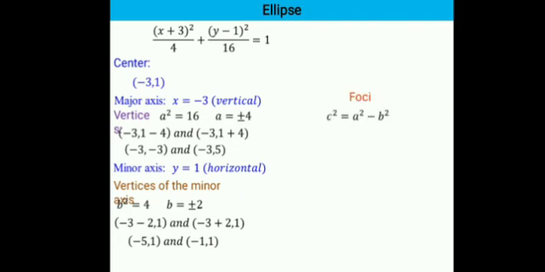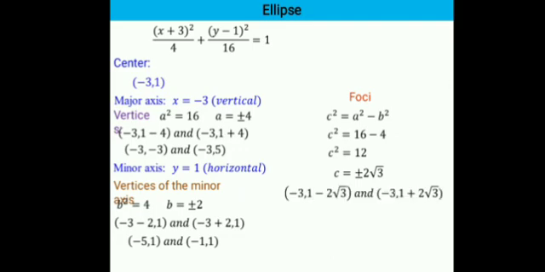Foci, again, applying that formula, c squared is equal to 16 minus 4, that is equal to 12, and the square root of 12 is positive negative 2 square root of 3, or approximately that is negative 3, negative 2.464, and negative 3, 4.464.